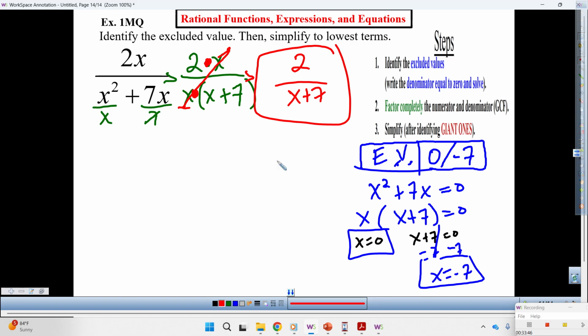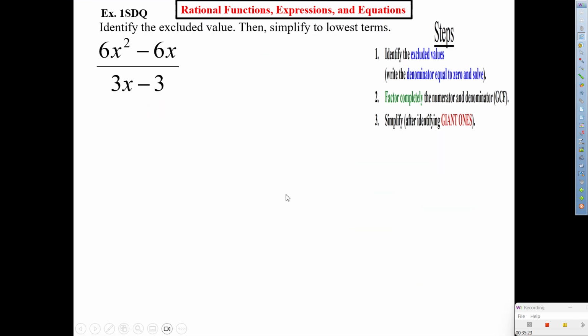Hands up if you got that by yourself. All right. I like these. Let's continue. Shall we crank it up a little bit? Oh, yes. Copy this one, please. Example 1, super duper cube. 6x squared minus 6x over 3x minus 3.